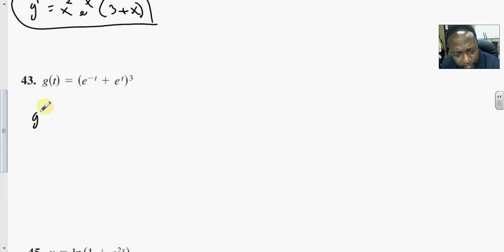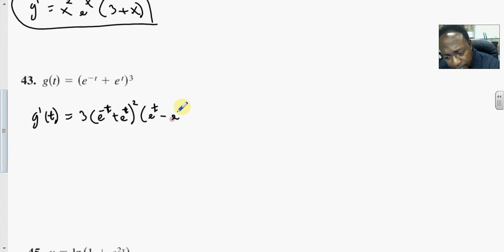Take this derivative. We use the chain rule or the power rule. So this is 3 times e to the negative t plus e to the t times, we'll raise to the second power, times the derivative of the inside. Let me start with this e to the t. The derivative of e to the t is e to the t. The derivative of e to the negative t is negative e to the negative t, right? It's e to the negative t times the derivative of negative t, which is negative 1. So this is minus e to the negative t.